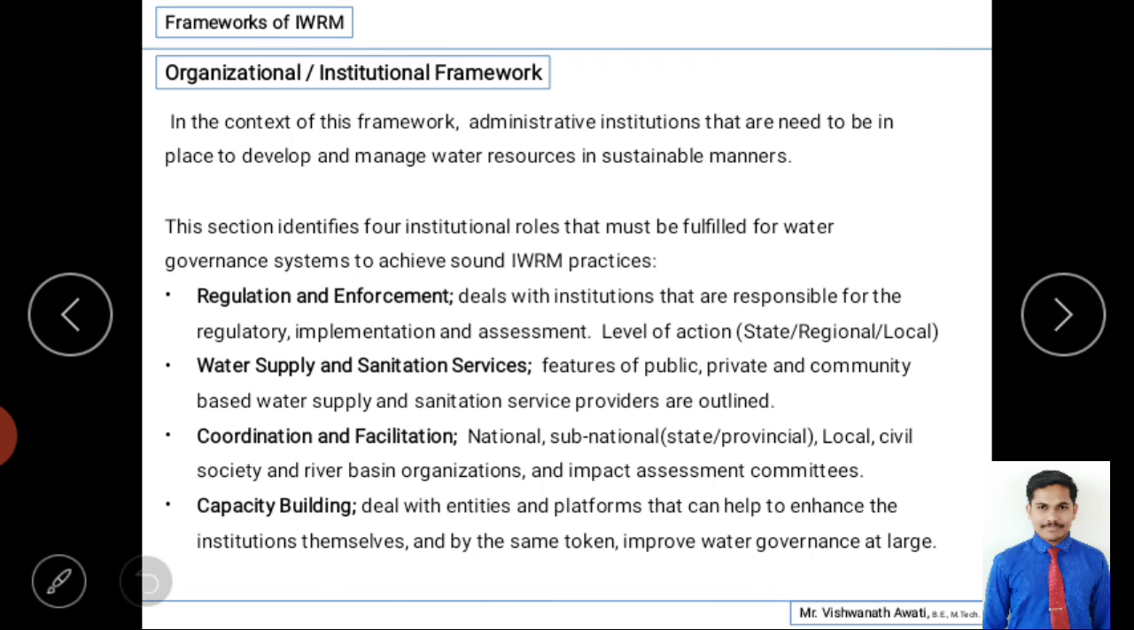So here they are mainly focusing on some rules and regulations, some laws. Mainly it enhances the coordination among the different institutes, and the main purpose is smooth going of the management and effective management. So the last one is capacity building.